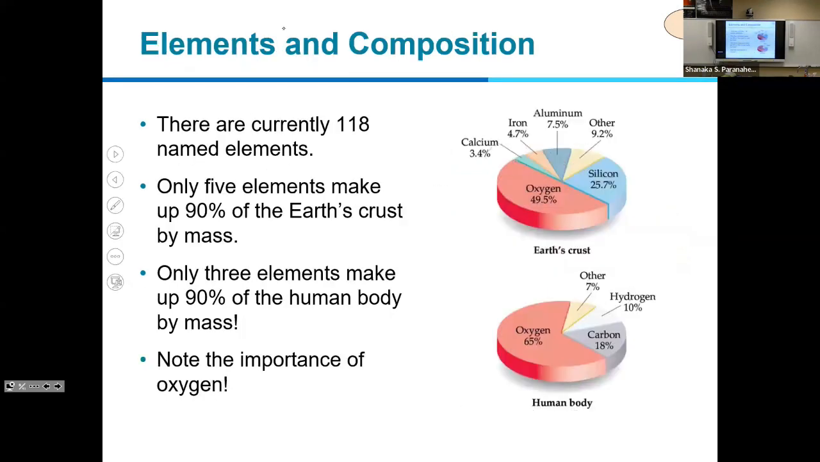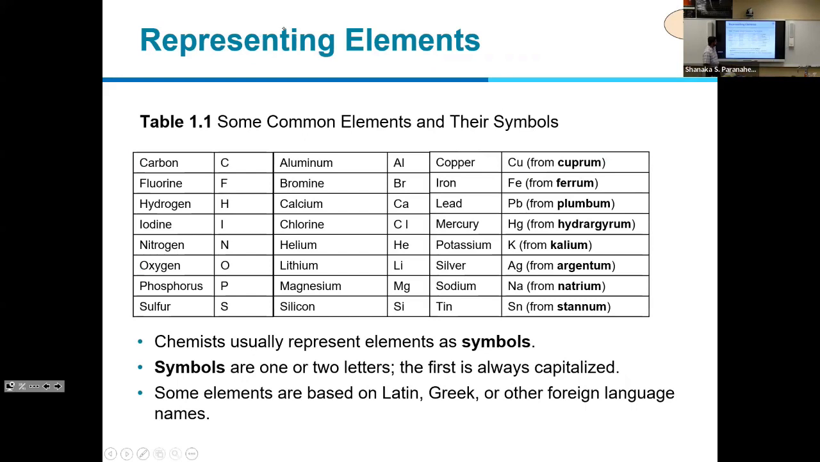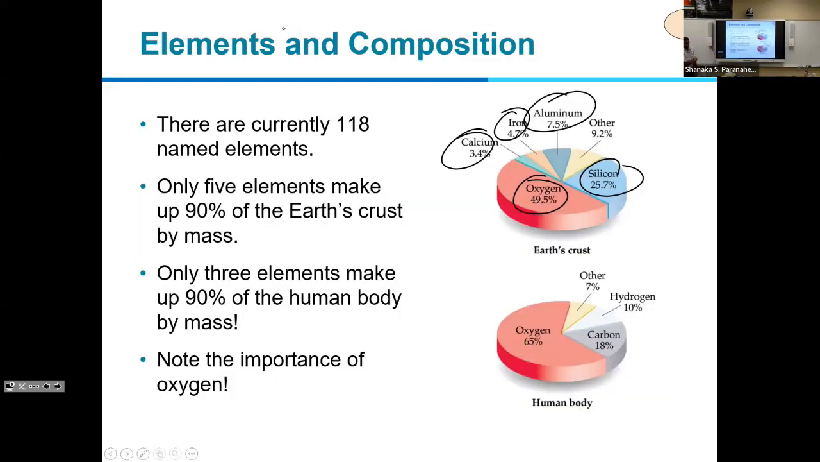Okay, so why are these elements important? Some of these elements are really important because most of them are present in the Earth's crust, and also a large amount of body mass comes from a few elements. If you look at these figures, only 5 elements make up 90% of the Earth's crust by mass. Those 5 elements are silicon, oxygen, calcium, iron, and aluminum.